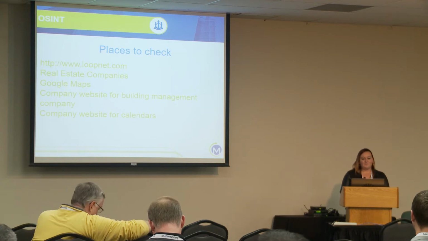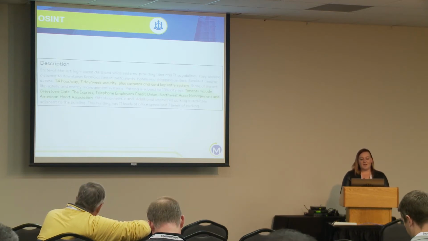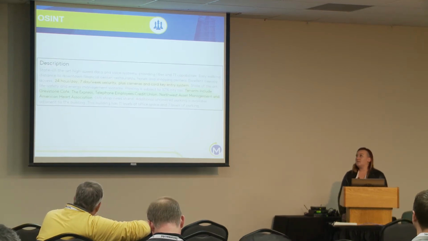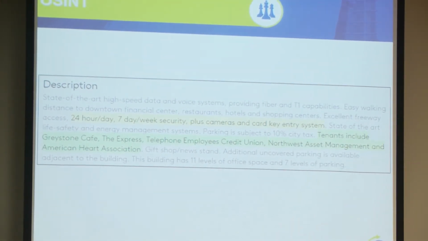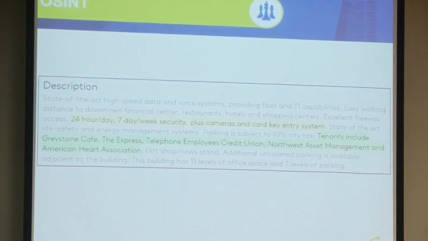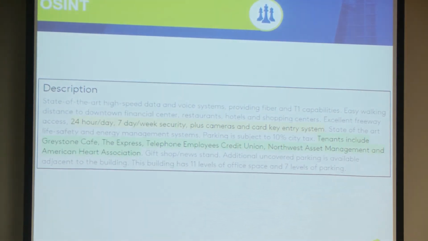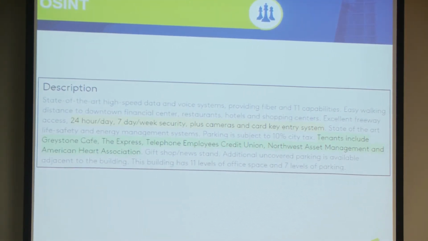Little things like that. One of the things I find on LoopNet is descriptions. Now I know what security they have in place before I go. I know who's in the building with them. So if I want to pretend to be seeing someone else, I have a list of names right there.